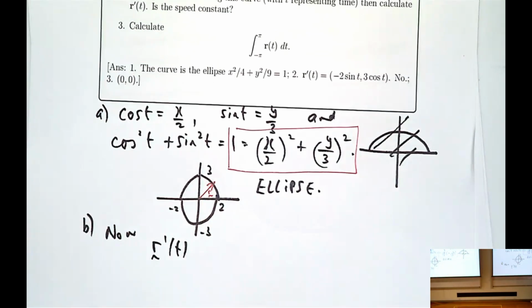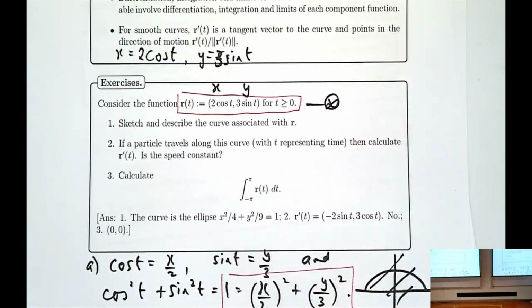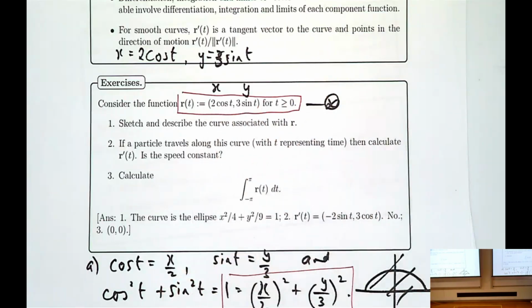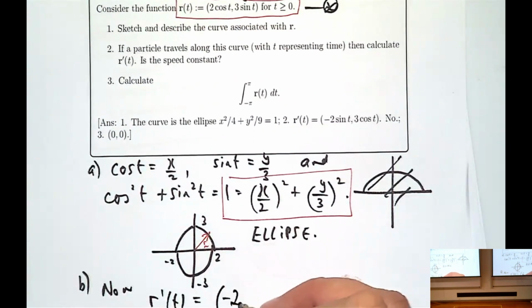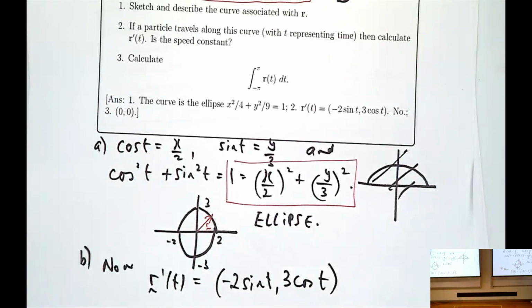Okay, so for these ones it's pretty easy. Differentiate with respect to t, your original expression. Okay, so it's going to be -2 sine t, 3 cosine t. Okay, you can write that with i's and j's if you want, but that's okay. An ordered column or an ordered row, that's fine.